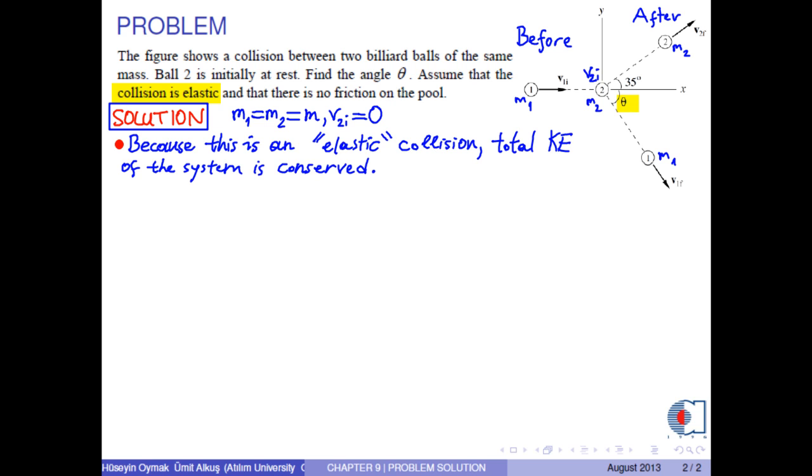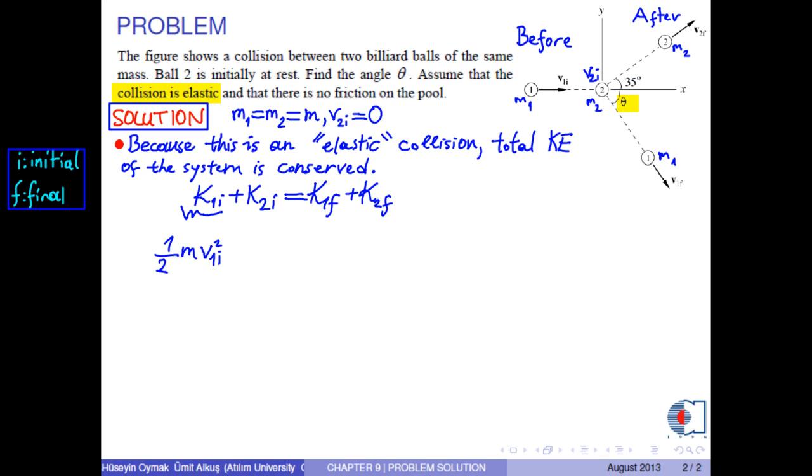Because this is an elastic collision, total kinetic energy of the system is conserved. Namely, initial kinetic energy of ball 1 plus initial kinetic energy of ball 2 equals final kinetic energy of ball 1 plus final kinetic energy of ball 2. Initial kinetic energy of ball 1 is 1/2 m times v1I squared, where v1I is the initial speed of ball 1. Because ball 2 is initially at rest, its kinetic energy is initially 0.